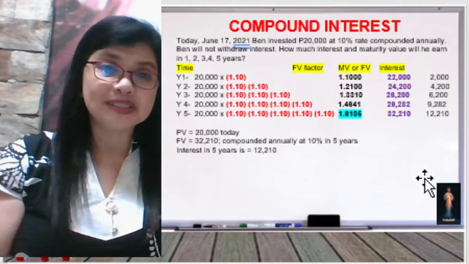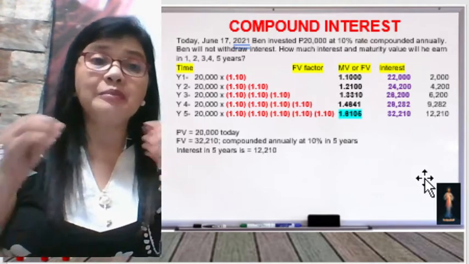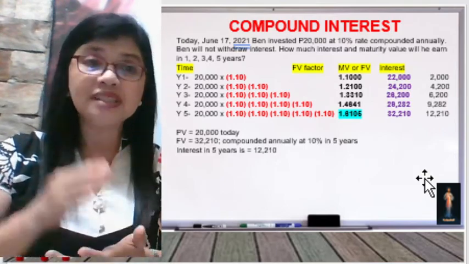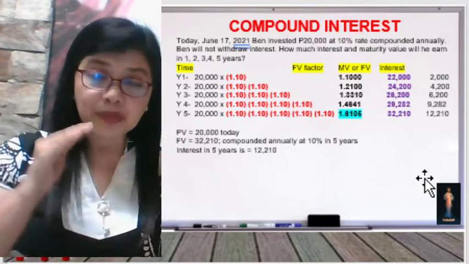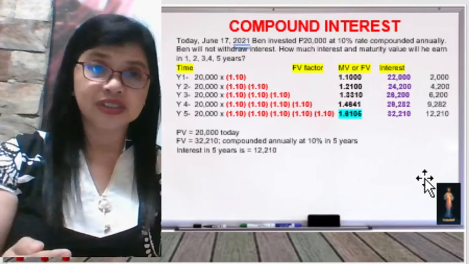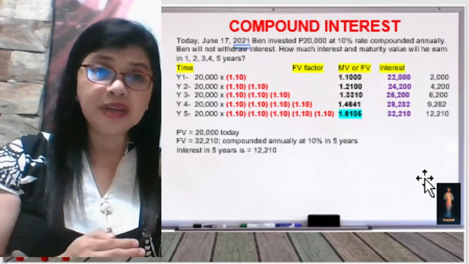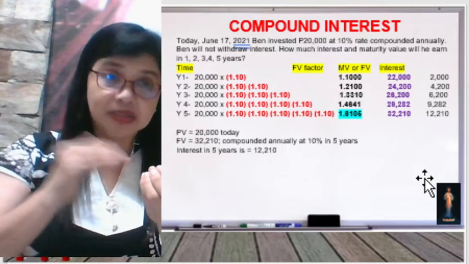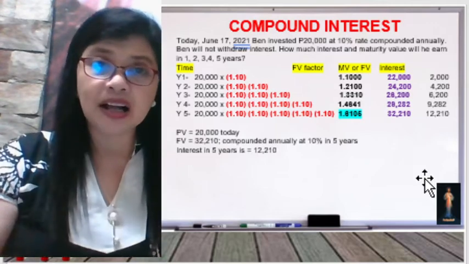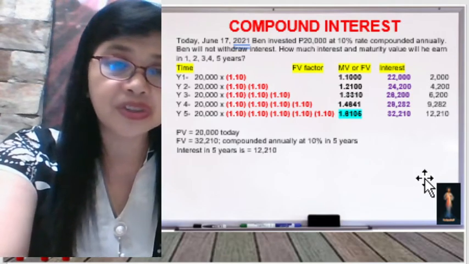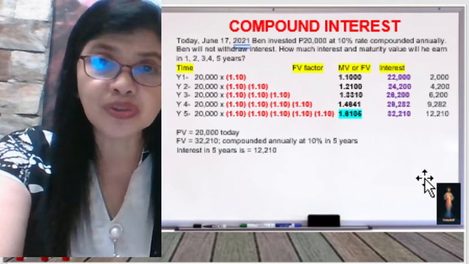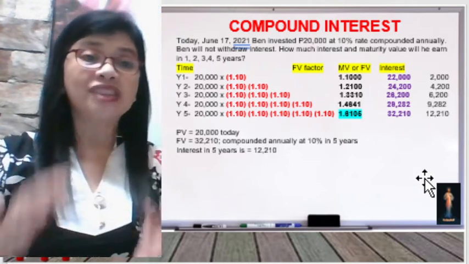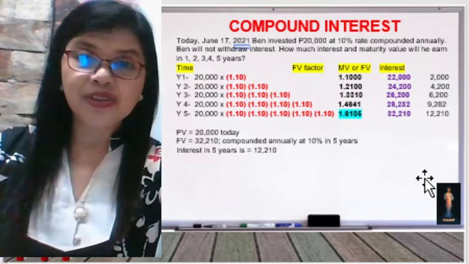12,210. So the question of present value: the present value is the amount today. So the amount you invested is how much? The present value is the amount you invested today, so the present value is 20,000. Very good. But the future value is the amount of the principal plus the accumulated interest over the years. So 20,000 plus 12,210, you get a future value of 32,210. Do you see it here?